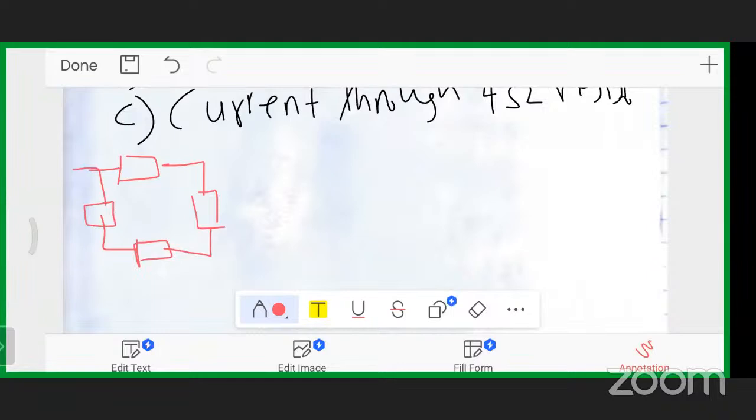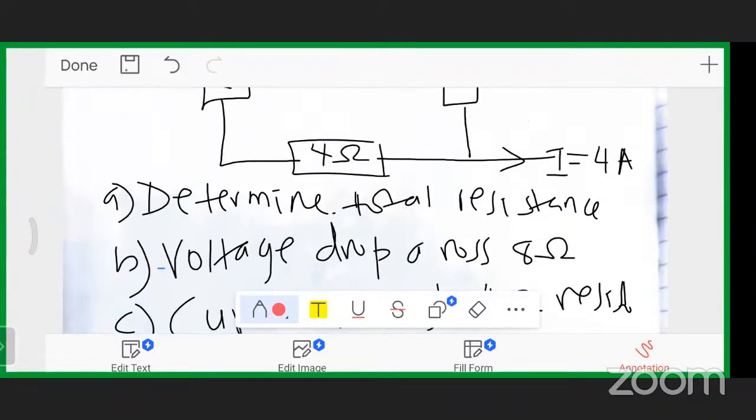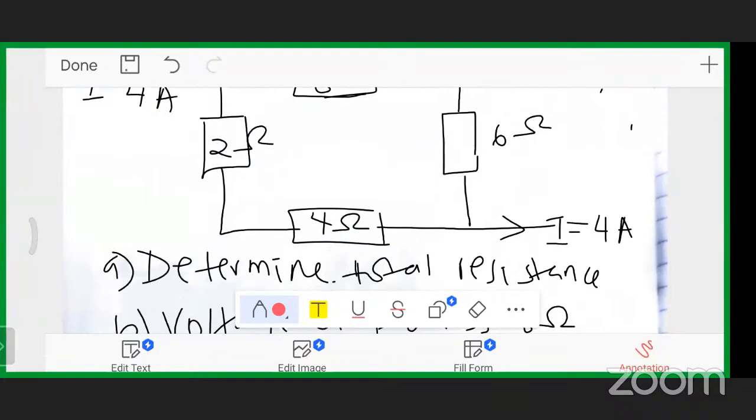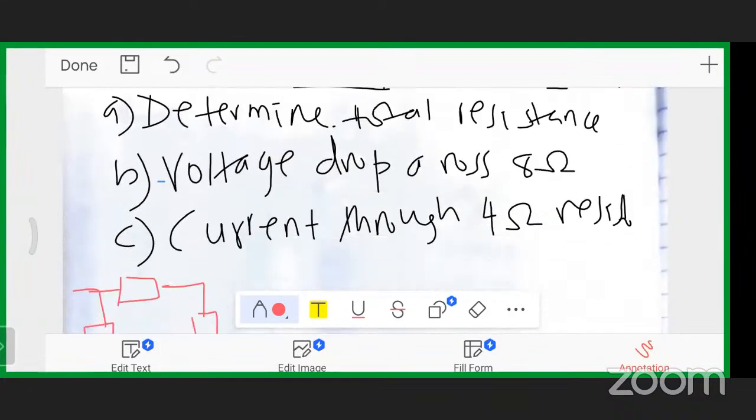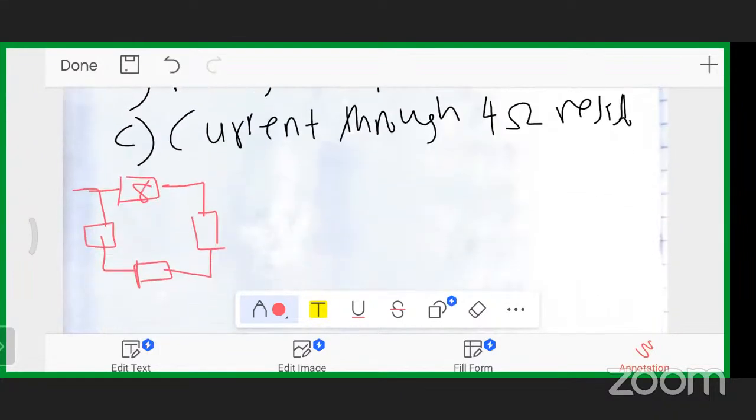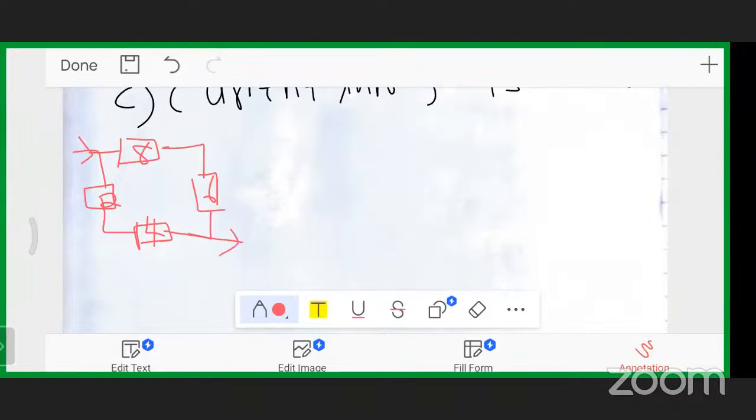So it was like that with the values 8, 6, 8, 6, 4, 2. So we have 8, 6, 4, and 2. Then coming in at that point, then coming out at this point. So this is how you're supposed to redraw that circuit. You begin with where the current is coming in.